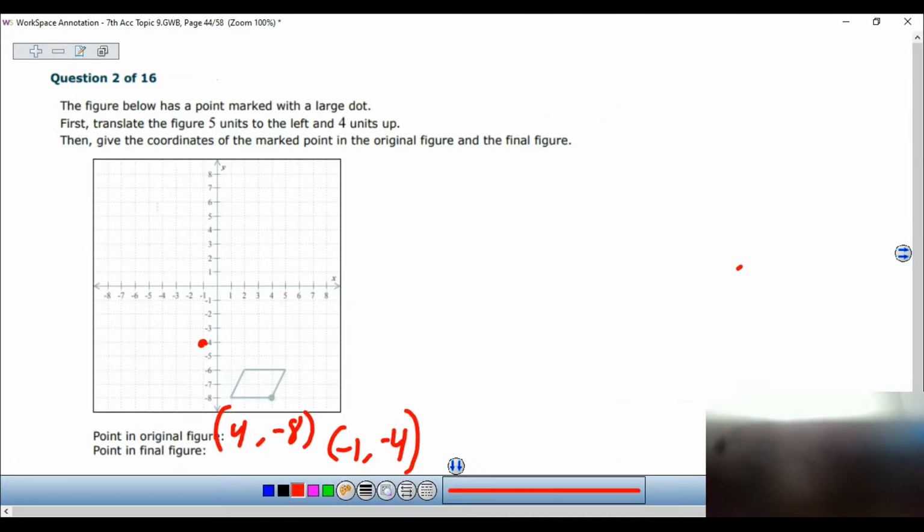All right, so number 2, we're moving the shape. We're going to click and move it. You're going 5 units to the left and 4 units up. So you just take that one dot. We're going to go to the left 5: 1, 2, 3, 4, and 5. That's to -1. Then we're going to go up 4: 1, 2, 3, and 4 to that new point. And then we're just writing down the new point.